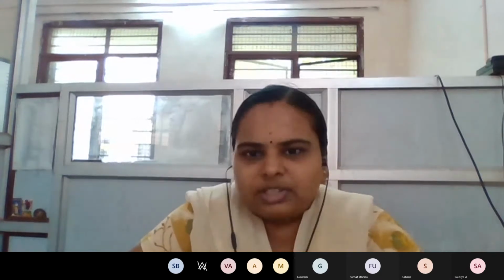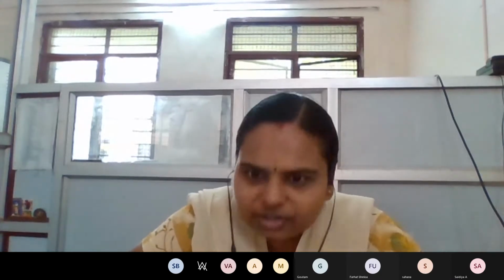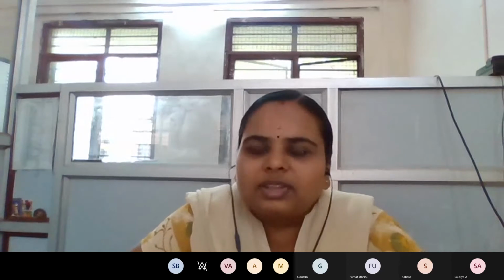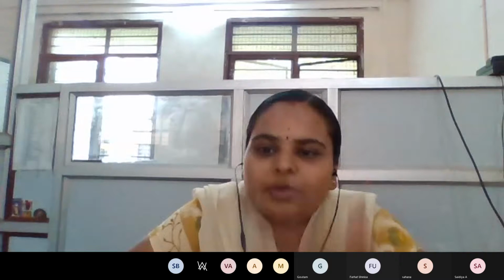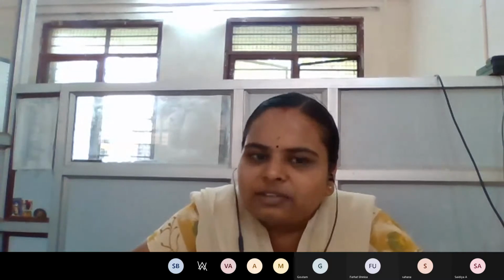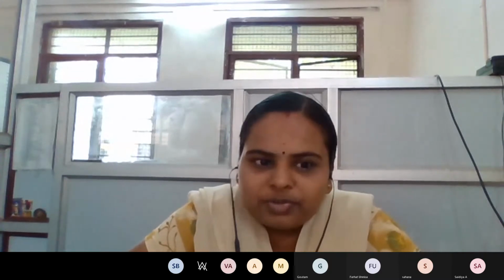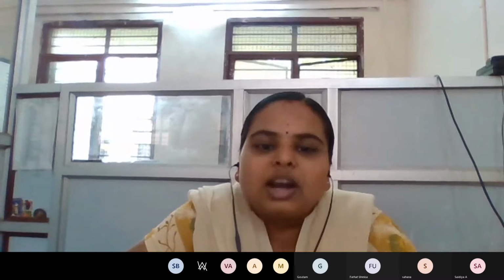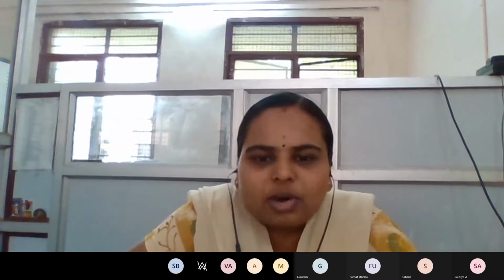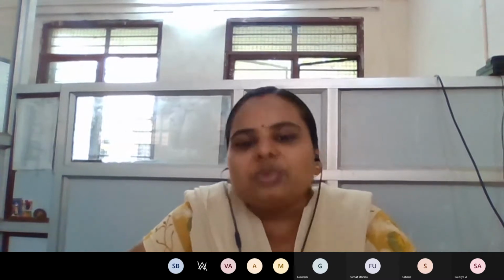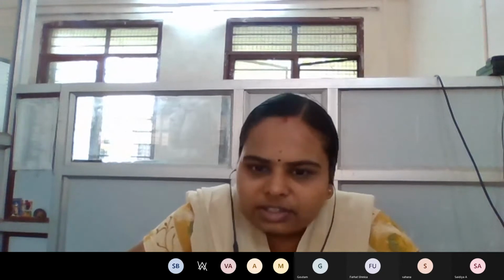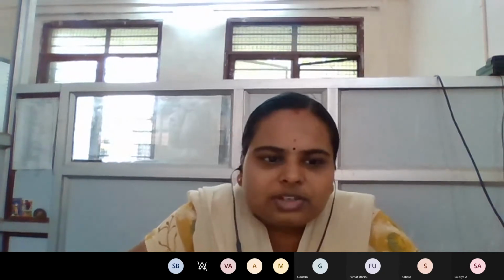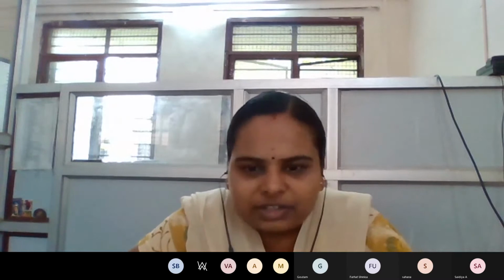This is an example taken for applying the boundary conditions. The condition at the surface of a conductor is that the tangential field is 0, and the normal electric flux density is equal to the surface charge density on the conductor. These are the things we should consider when we go for the boundary conditions.